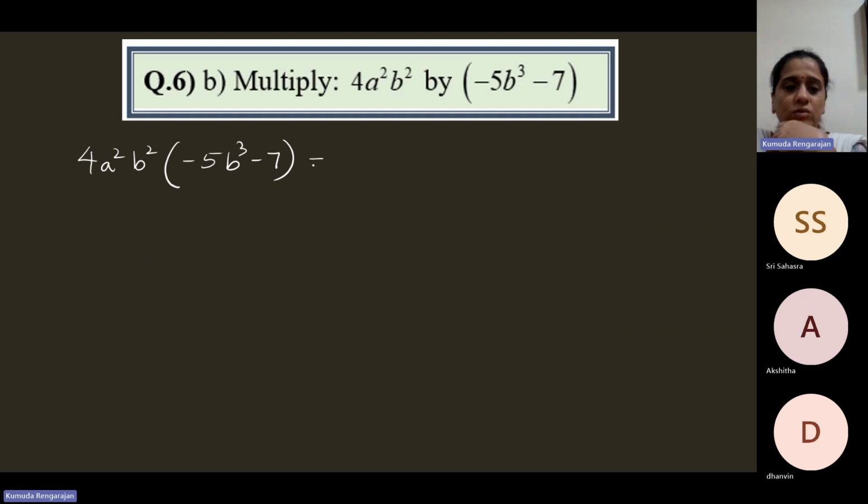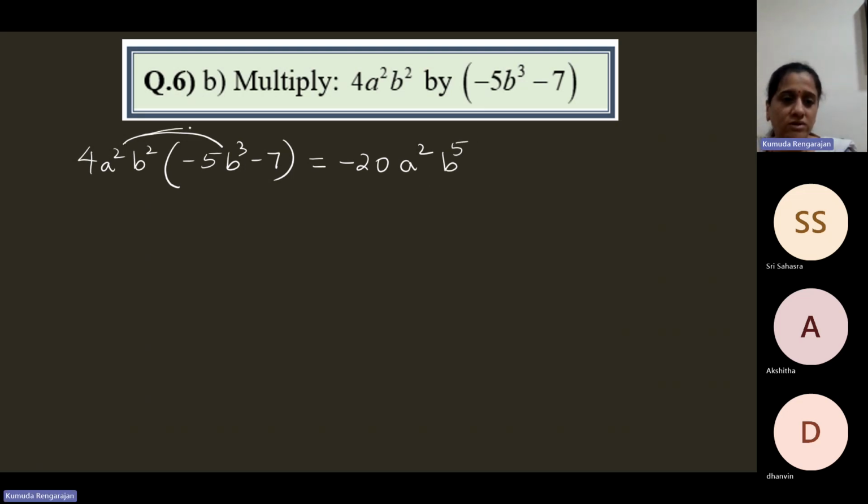See now, you can write the answer directly also. So how do you multiply these two? 4 into minus 5, minus 20. A square into, there is no a here, so a square. Then b square into b cubed, 2 plus 3, 5. B to the power 5. Like this, you can directly write the answer.